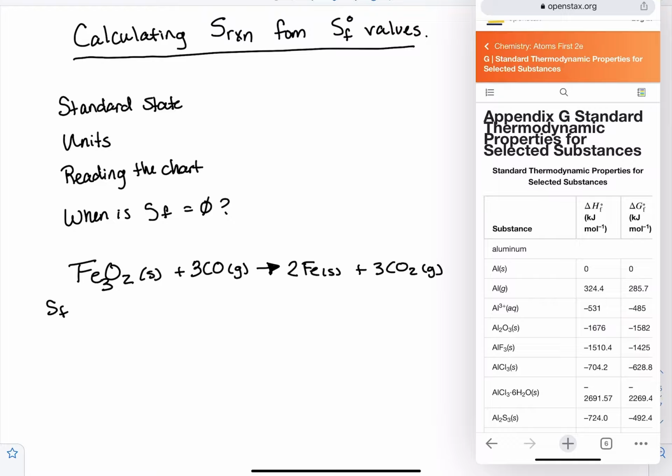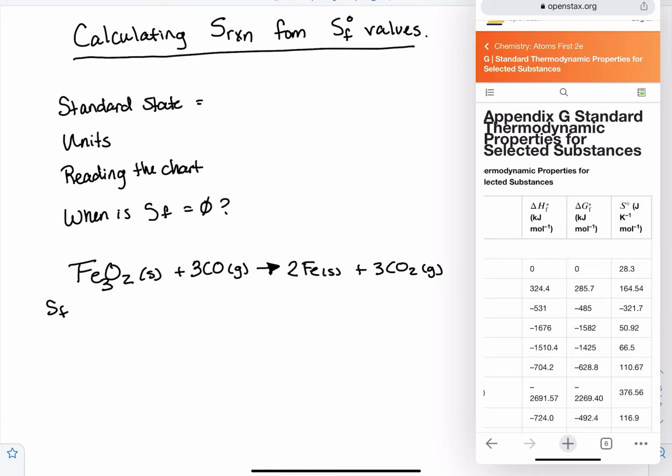So for the most part, this should seem pretty familiar. If we're calculating the S of reaction from the S values, it's the same process as how you get the H of reaction from the H values. So again, the standard state, it's all in the chart. We're using the far right column here, which is 1 atm and 25 degrees Celsius.